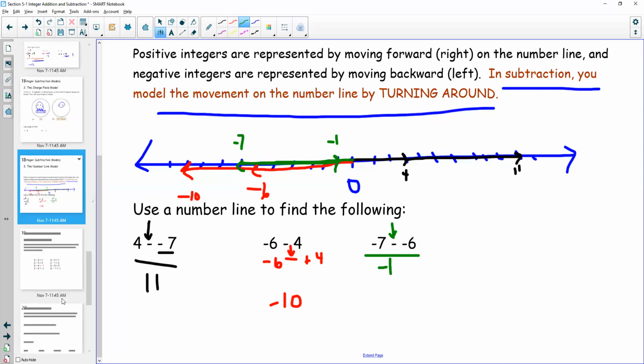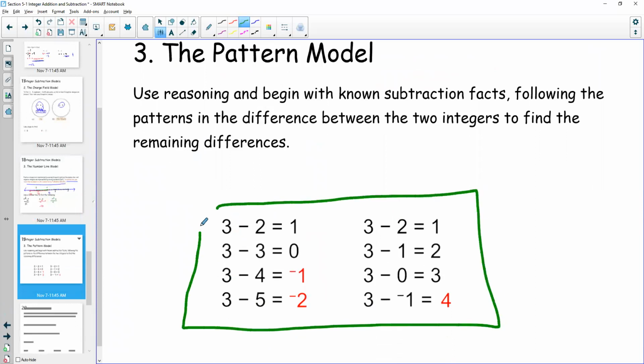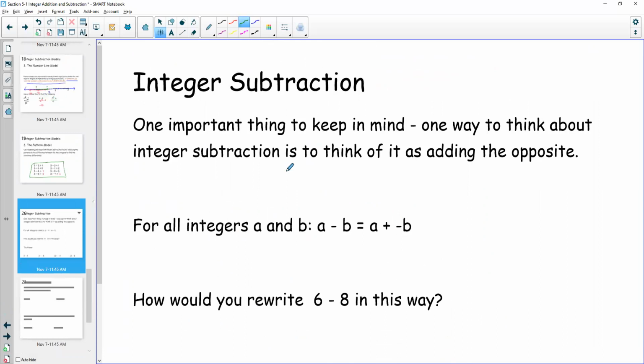Okay. So then the last model we talked about was this pattern one. Works the same. Kids can back their way into a pattern here, just like we did in addition. Not a big, huge thing. Okay. There are some properties here that are specific to subtraction. One thing to keep in mind is that we can think about integer subtraction as adding the opposite. Okay. This is what we've been doing all along.